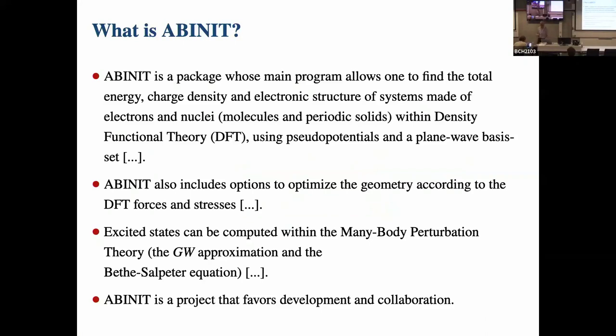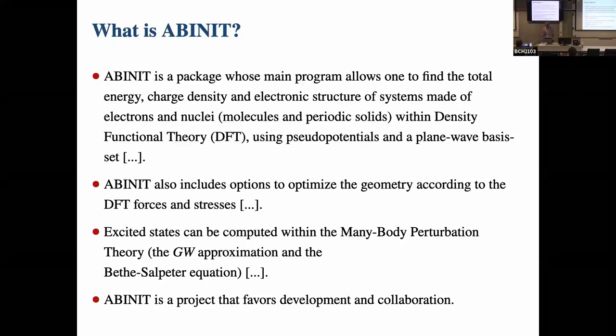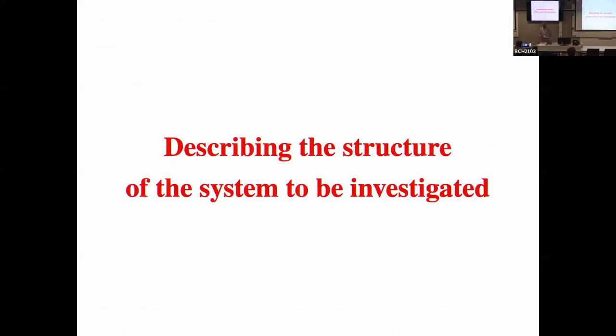But okay, so Abinit is a package that is aimed at doing DFT calculations using pseudo-potentials and plane wave basis sets. So you would get the forces and the stress, and so you can relax the geometry. You will be using Abinit also later on in the week to do many-body perturbation theory, so a GW and Bethe-Salpeter calculation. And it's an open source code that favors development. And so anyone that is interested can join the collaboration and contribute. There are other tools that are open source also, but here we'll be using Abinit.